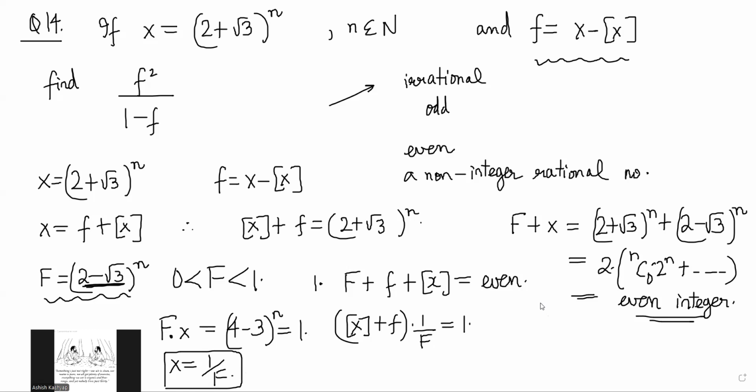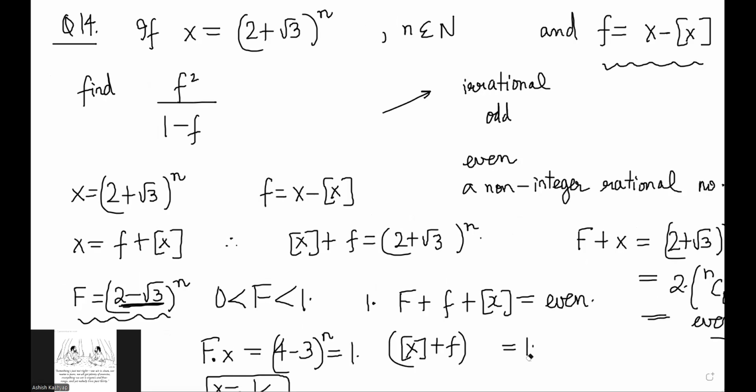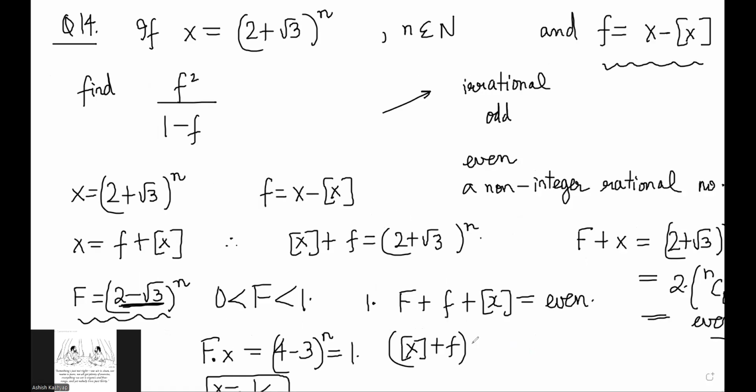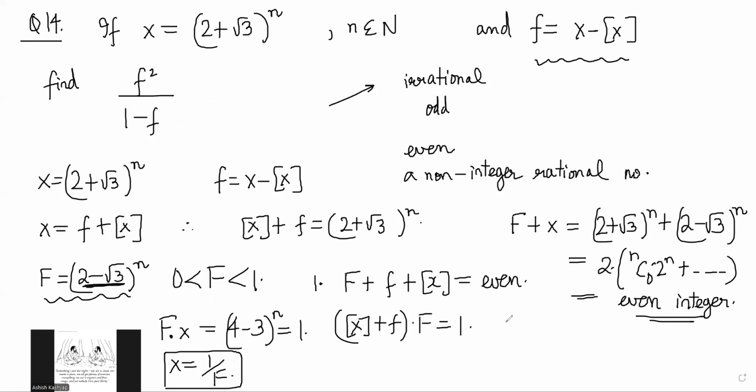So x is equal to 1 by F. No, not times 1 by F. We know from here that this is x times F. So we know gif of x plus small f times F is equal to 1. We know gif of x plus small f is equal to 1 by F, right?